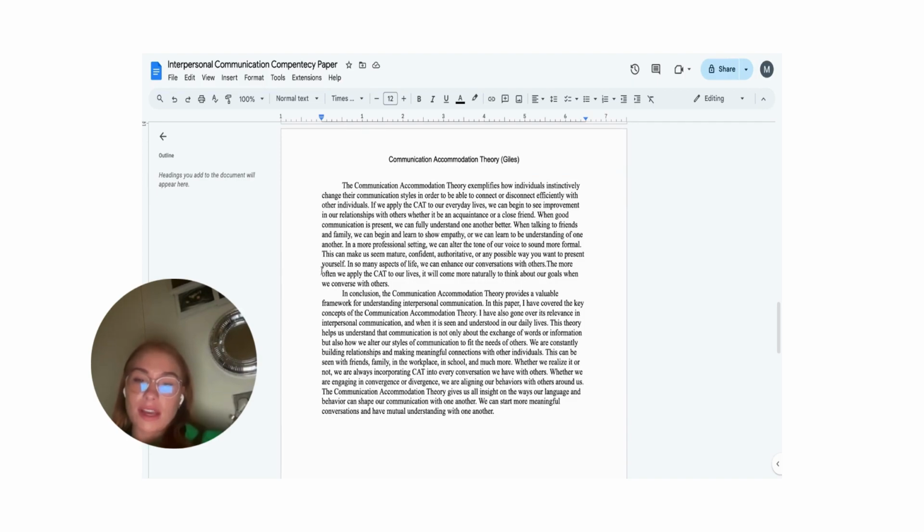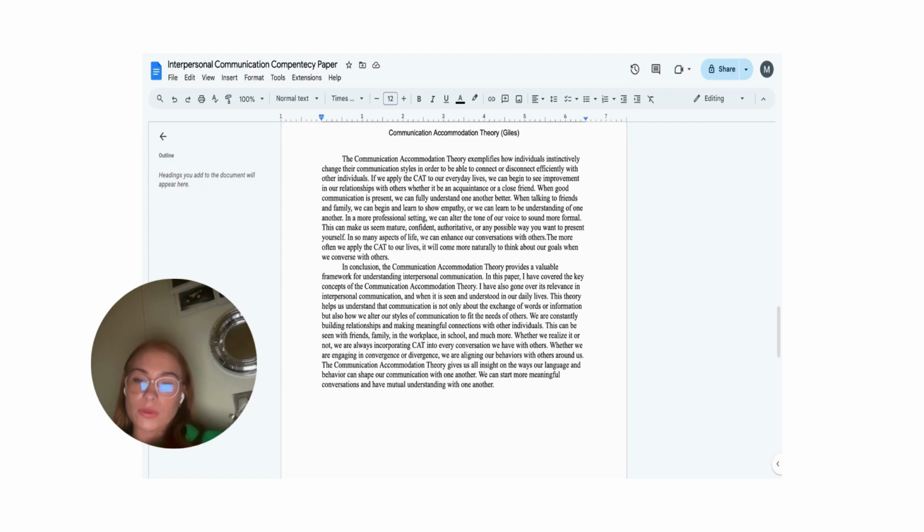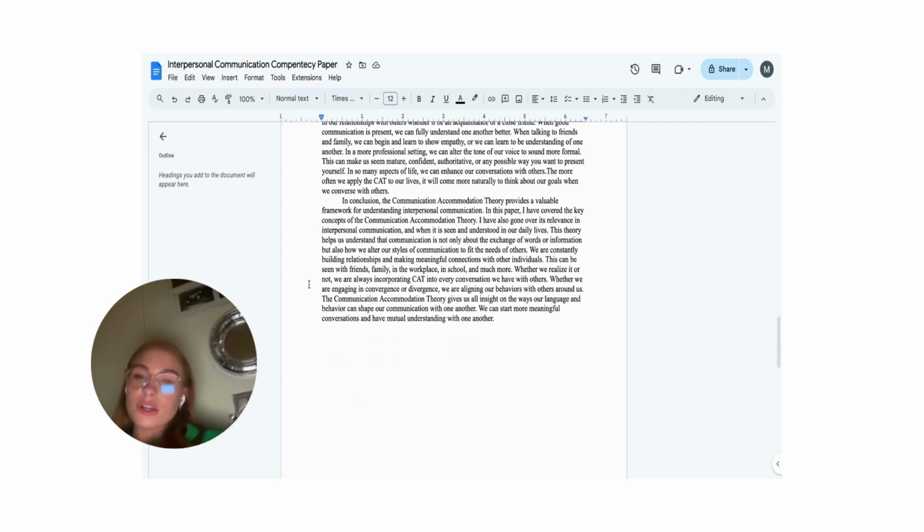In so many aspects of life, we can enhance our conversations with others. The more often we apply the CAT to our lives, it will come more naturally to think about our goals when we converse with others. In conclusion, the communication accommodation theory provides a valuable framework for understanding interpersonal communication. In this paper, I have covered the key concept of CAT. I have also gone over its relevance in interpersonal communication and when it is seen and understood in our daily lives. This theory helps us understand that communication is not only about the exchange of words or information, but also how we alter our styles of communication to fit the needs of others.